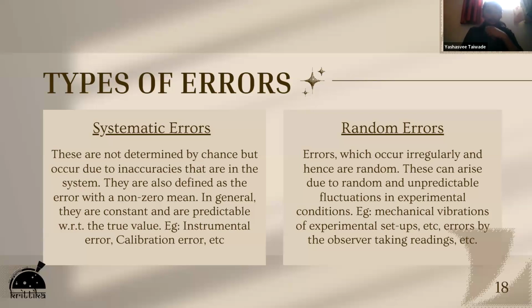The names are explanatory, but still, let's see what systematic error is. Systematic errors, as the name suggests, are not determined by chance, but they occur due to inaccuracies that are in the system. So there are some inaccuracies which are already inherent in the system, and so they are not something which can happen by chance. It is likely that it will occur whenever we use that system, whenever the system is in use. We will mostly always encounter that error. So these errors are also the ones with a non-zero mean.